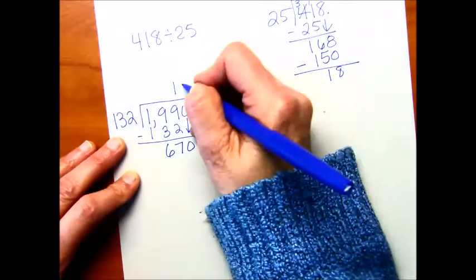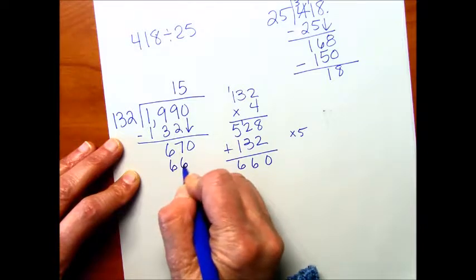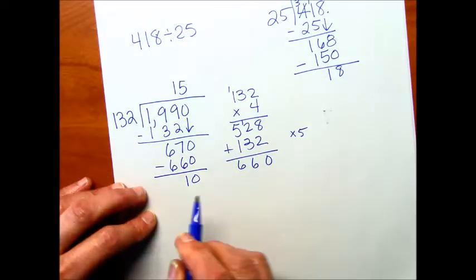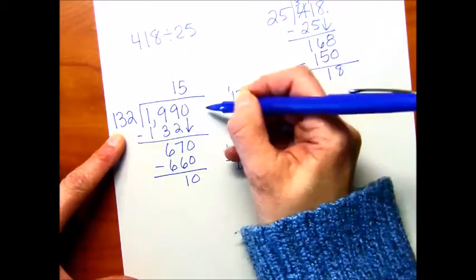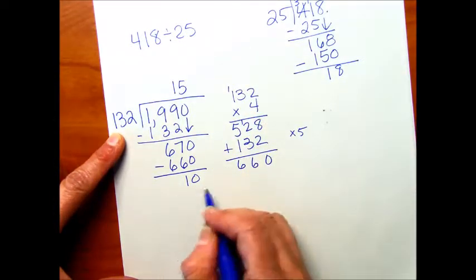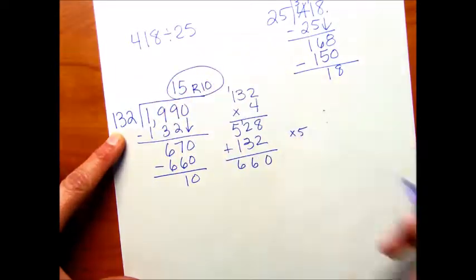So this number up here is going to be a 5, and then I'm going to rewrite that here, and our difference is 10, and 10 is clearly less than 132, and since we have no other digits here, we're not bringing down another 0, so we're done. We're going to say remainder 10. Okay?